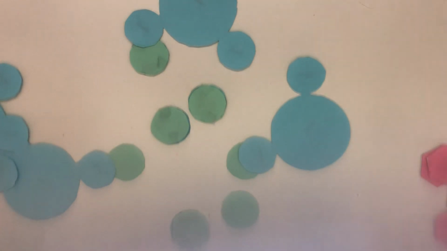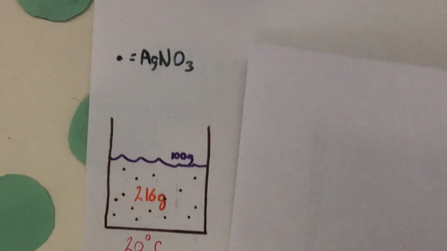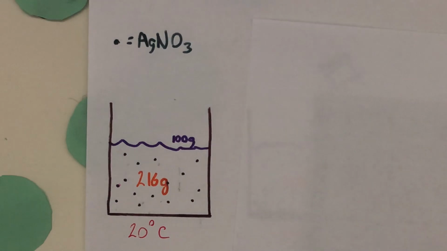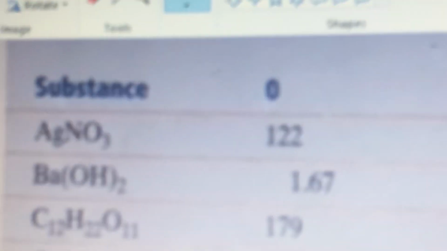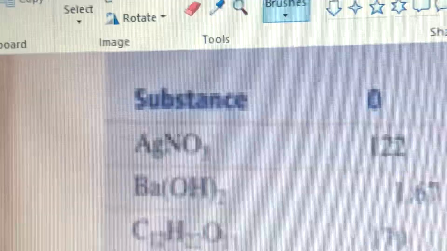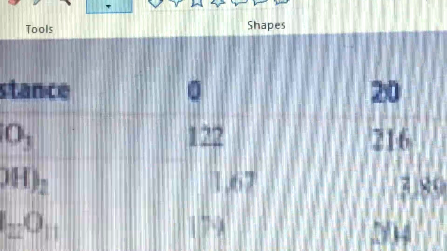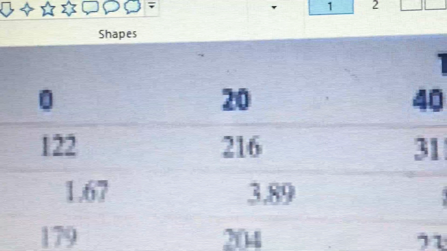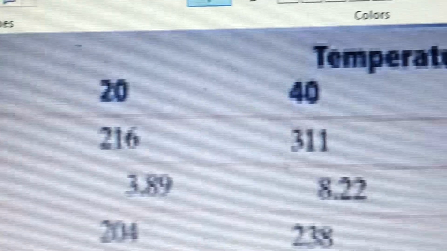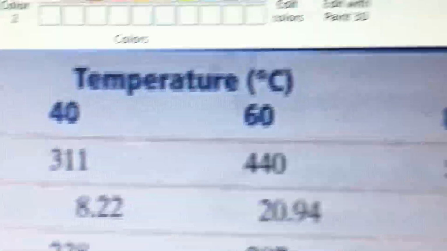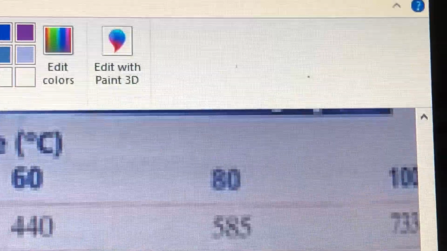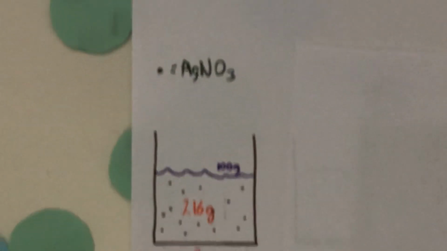So that means that solutions are saturated with different amounts of solutes at different temperatures. So let's look at the example of silver nitrate. So silver nitrate is the first one on this chart. So AgNO3. So you can see at 0 degrees, we could fit 122 grams of AgNO3 into 100 grams of water. And then we can fit more when it's warmer, more, and we could keep putting in more solute as the water gets warmer.